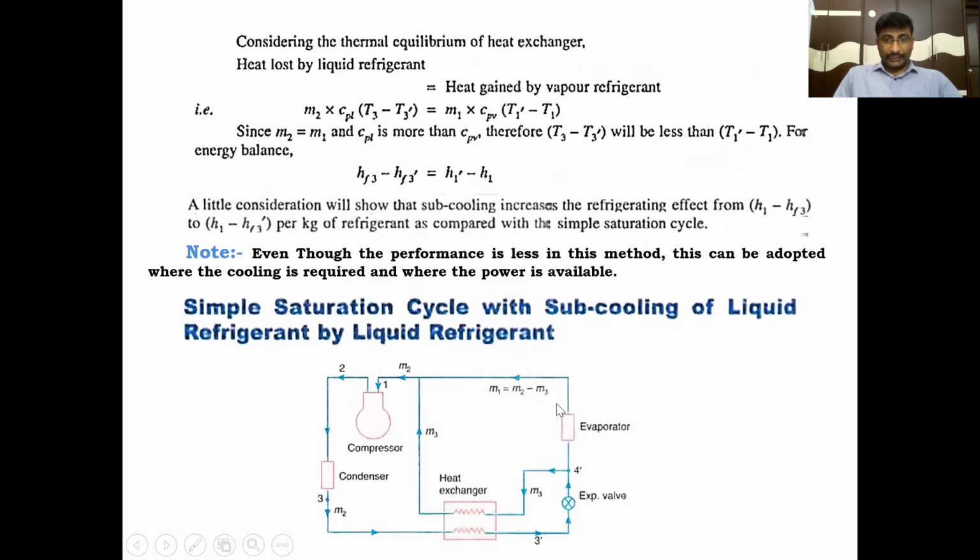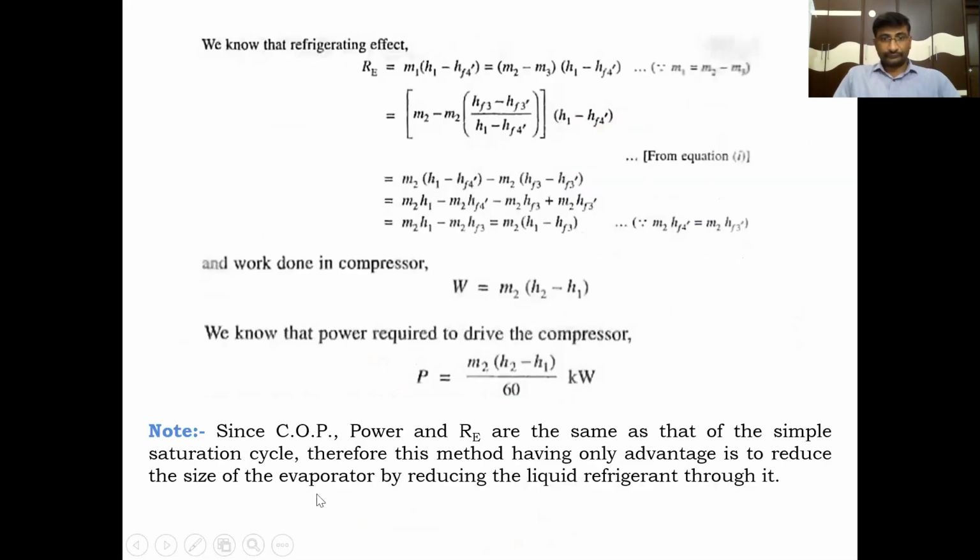That's why we can decrease the evaporator size. So in this method also, we can decrease the evaporator size without changing the COP value by introducing the heat exchanger. This is the only advantage in this method.